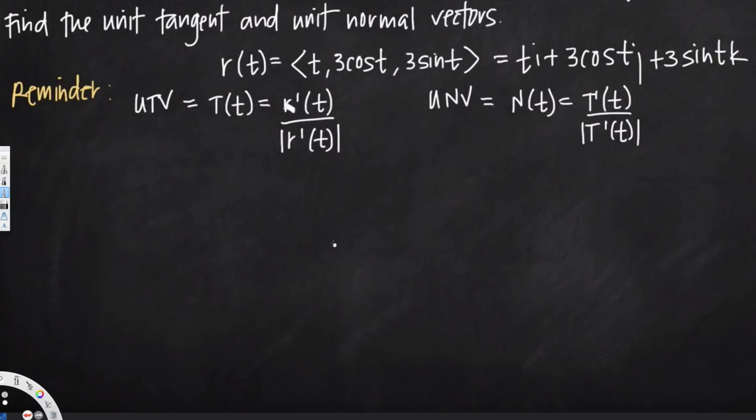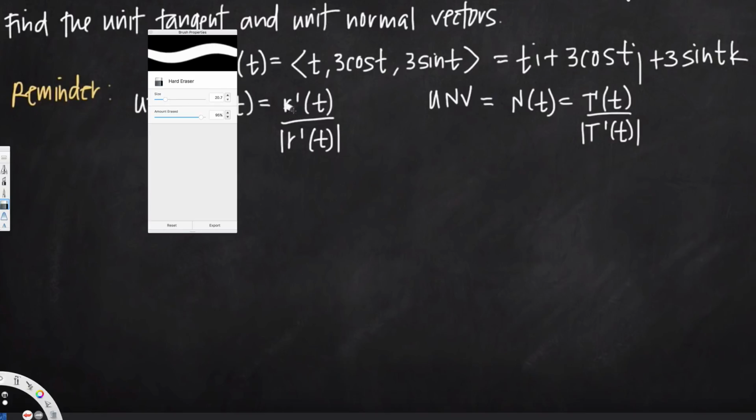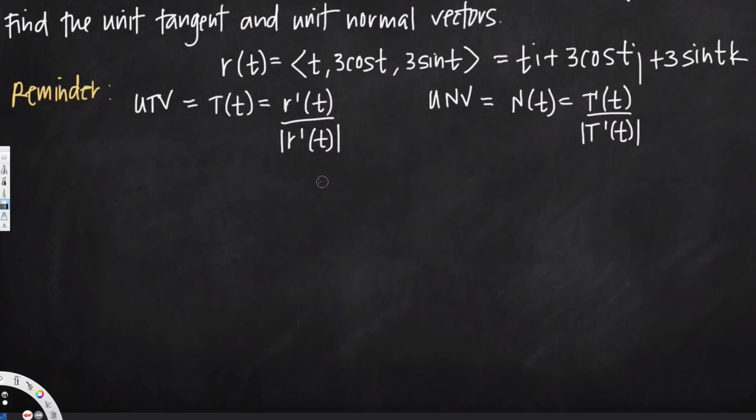In this video we are going to see how to find the unit tangent vector and the unit normal vector. In order to find the unit tangent vector, first of all we have to find the tangent vector. That's going to be r prime of t. R prime of t is the tangent vector, divided by the magnitude of the tangent vector, and then that is the unit tangent vector. Then the unit normal vector is the unit tangent vector's derivative, that is the normal vector, divided by the magnitude of the normal vector, and that's going to give us the unit normal vector.